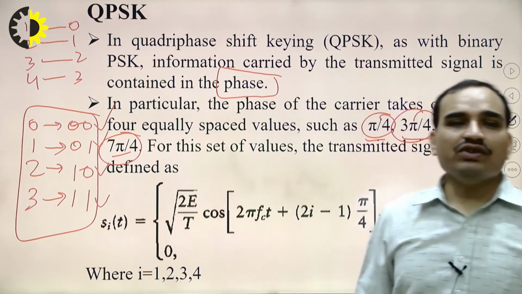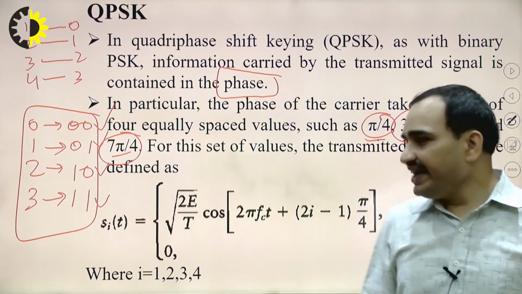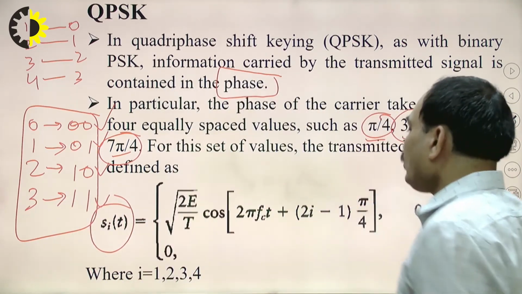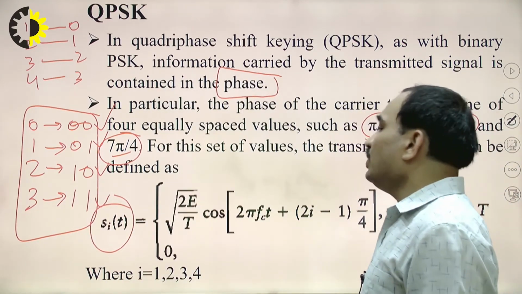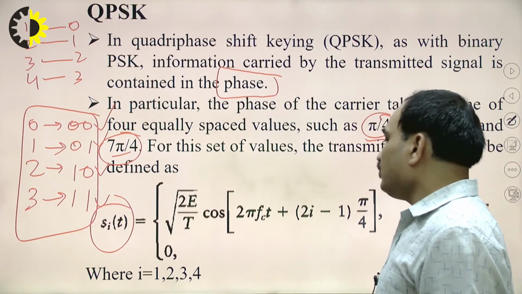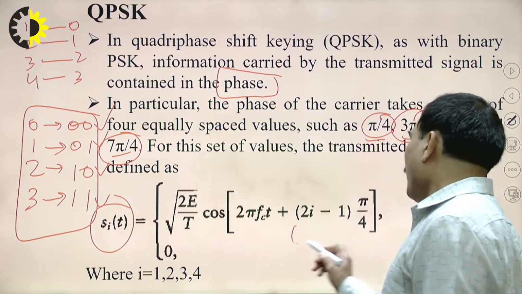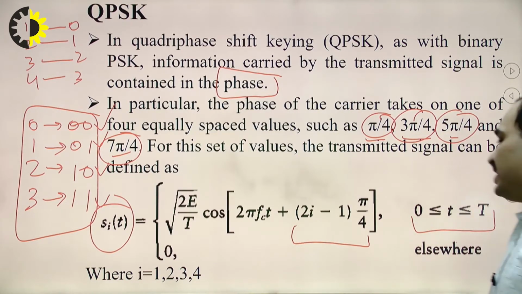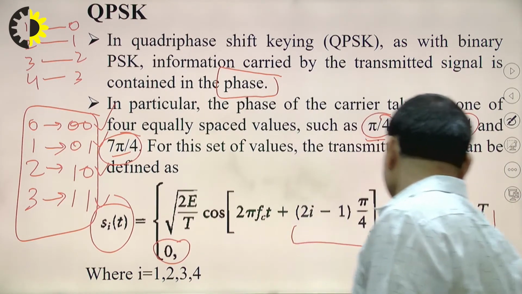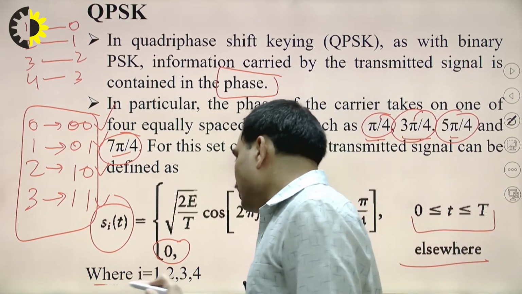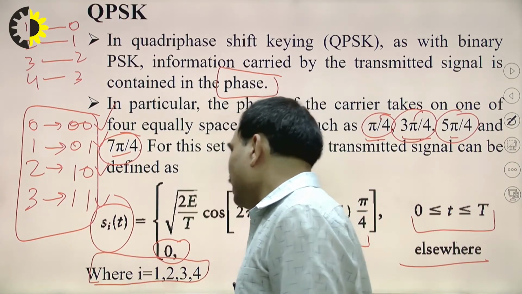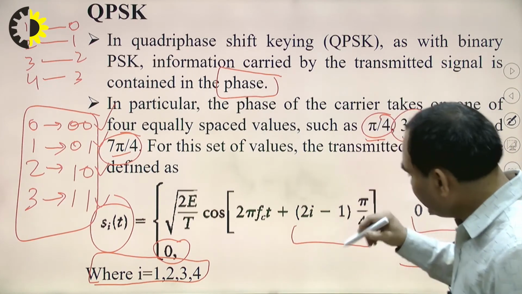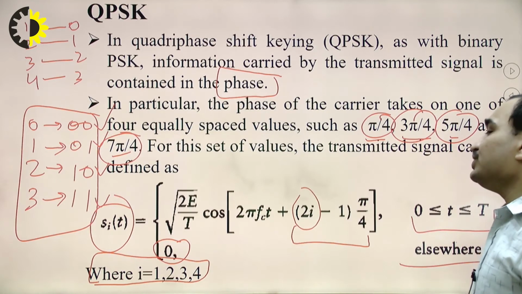For this set of values, we can define the transmitted signal s_i(t), the signal in the time domain, equal to the square root of 2E by T times cos of (2 pi fct plus (2i minus 1) pi by 4), for 0 less than or equal to t less than or equal to T, and 0 elsewhere, where i equals 1, 2, 3, 4. So we have the integer i, which holds four different phases. The phase is defined here as (2i minus 1) pi by 4.